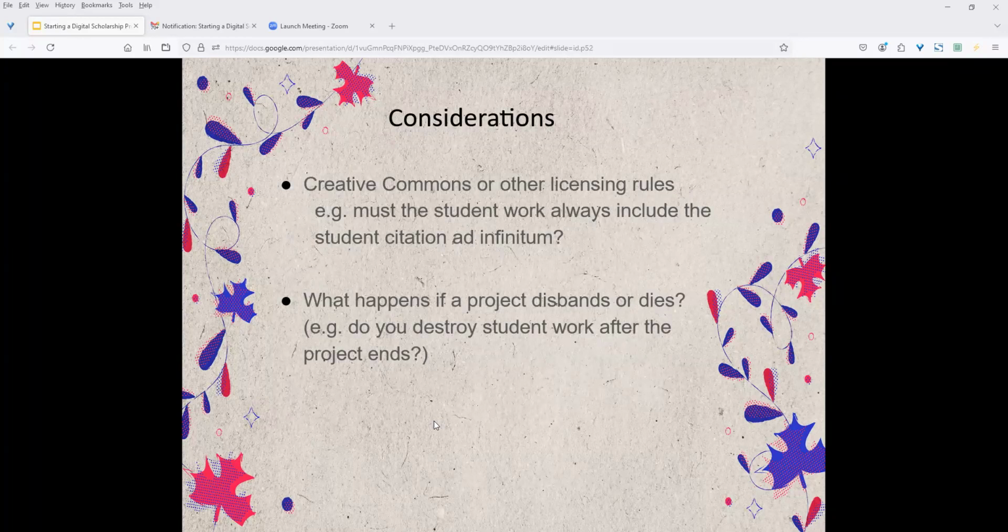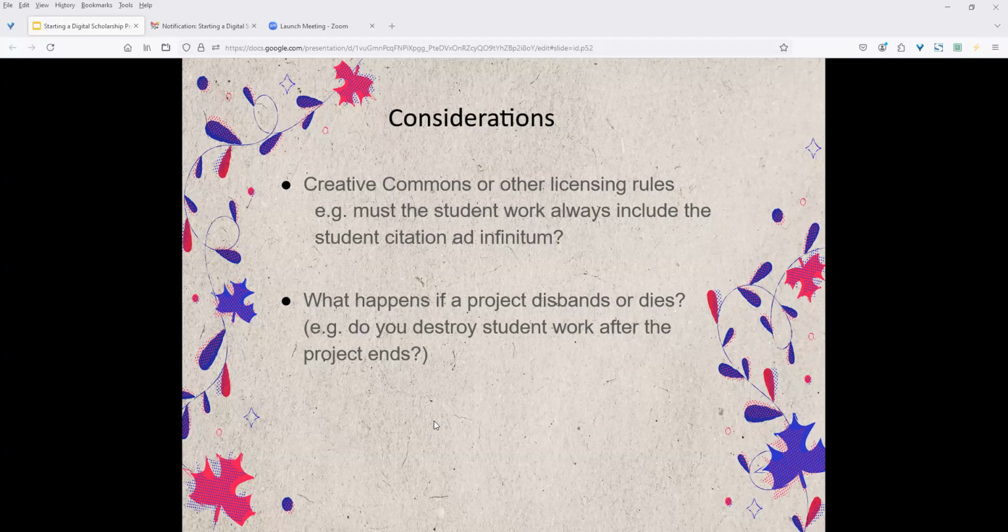So Creative Commons or other licensing rules, for example, must the student work always include student citation ad infinitum? One way around that is you can have a web page that cites the contributions of present and former workers on the project. So you can look at it and see someone's listed name there. Oh yeah, they worked on that from 2016 to 2020. So they still get credit for it. It just didn't disappear off the web.